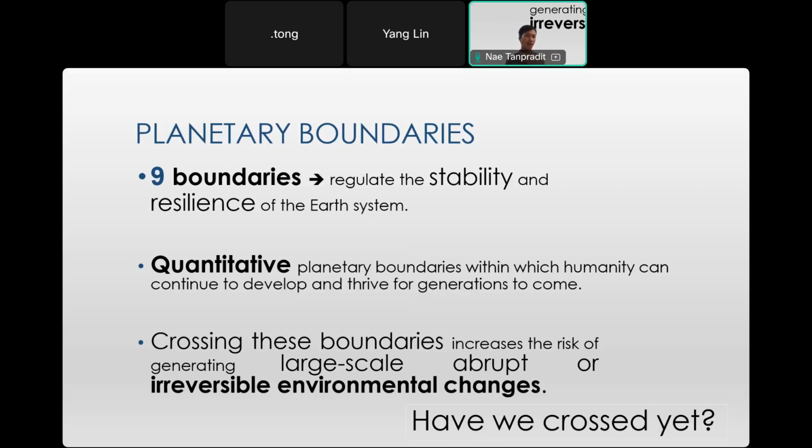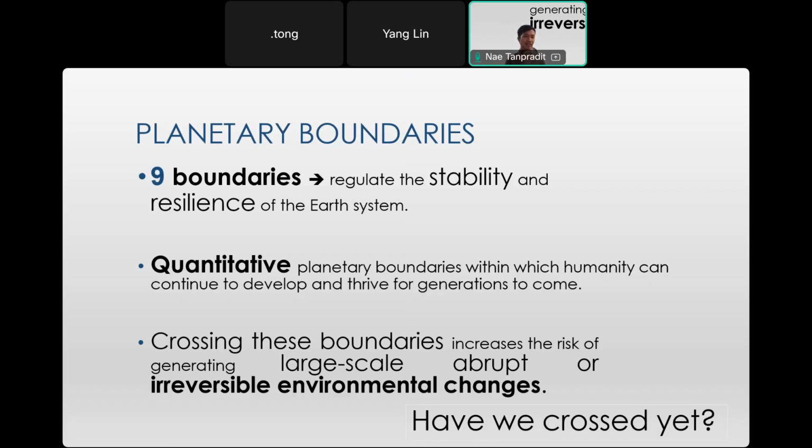They have quantified the boundaries that we should not go beyond, with numbers. I will talk about each number again. Don't worry. They say that crossing these boundaries increases the risk of generating a large-scale catastrophe or large-scale problems for the world, and it may cause irreversible changes.